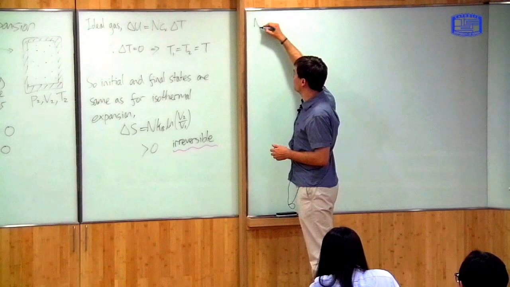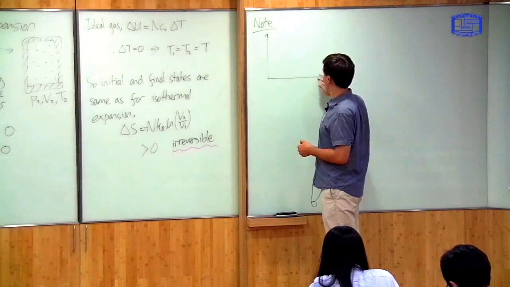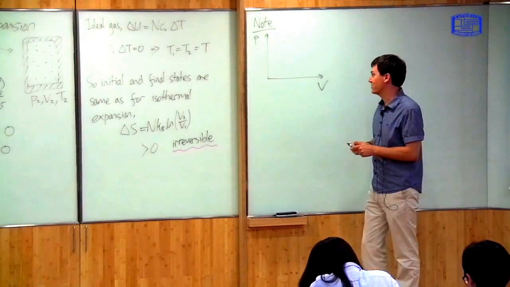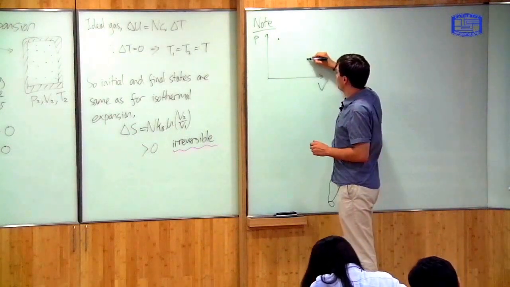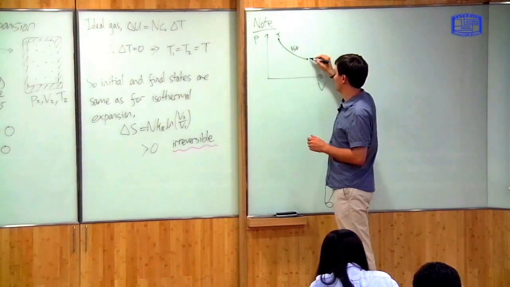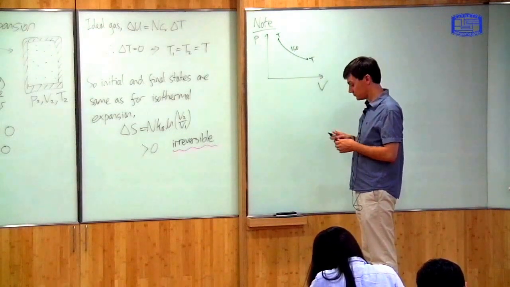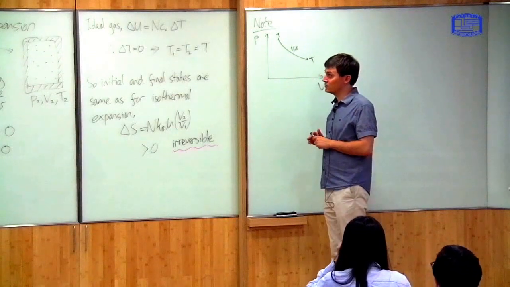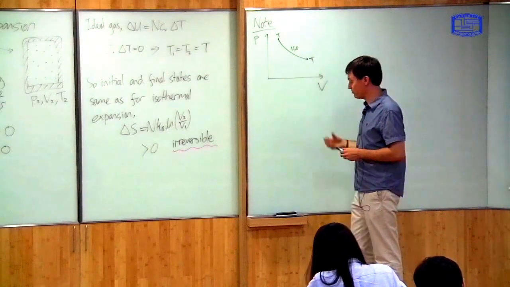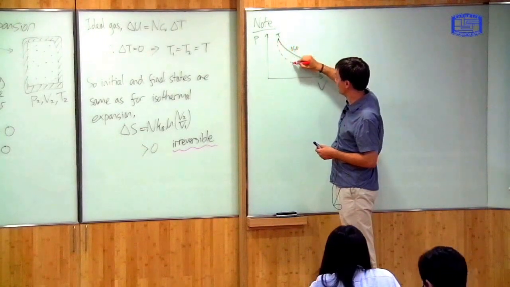Okay, I want to finish this example with a final note. In the other kinds of expansions I've talked about, adiabatic expansions, isothermal expansions, and so on, we always drew them on a PV diagram. So for example, this is the isothermal expansion here, temperature T. So you might ask, well, what does the line of a free expansion look like? Okay. If I do a free expansion and I try and draw it on here, what does it look like?